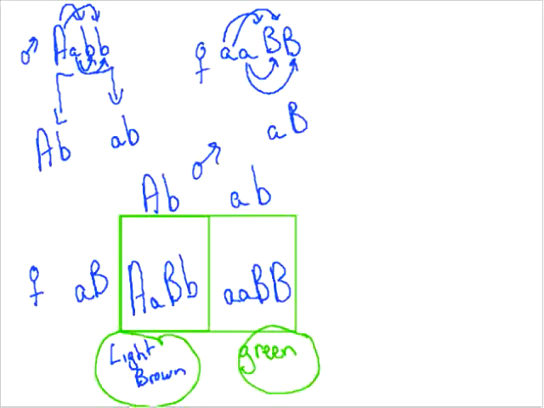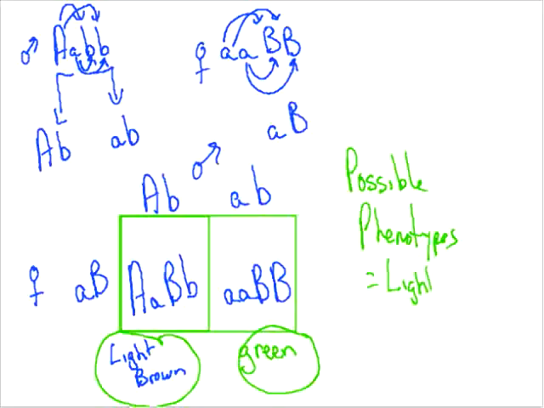And again, my suggestion to you is that at the end of each question, write your answers very clearly. Make a statement: possible phenotypes equals light brown and green. Even draw a square around it to clearly draw the attention of the markers to your answer.